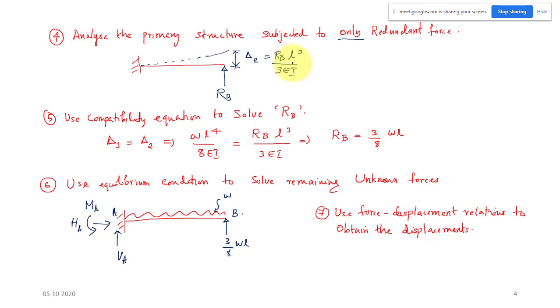Okay, first step is you have to get all the reactions, all the forces in the structure. So equilibrium equation is not sufficient, we are using the compatibility equation, so that we discussed just before in theory. Okay. So now that is the next step. We are going to use the compatibility equation to solve RB.